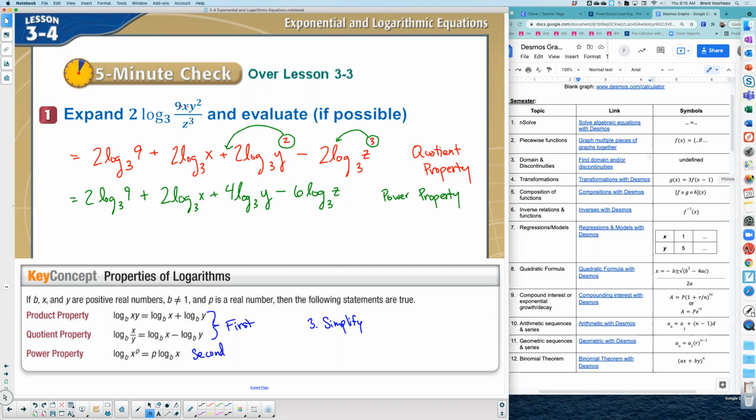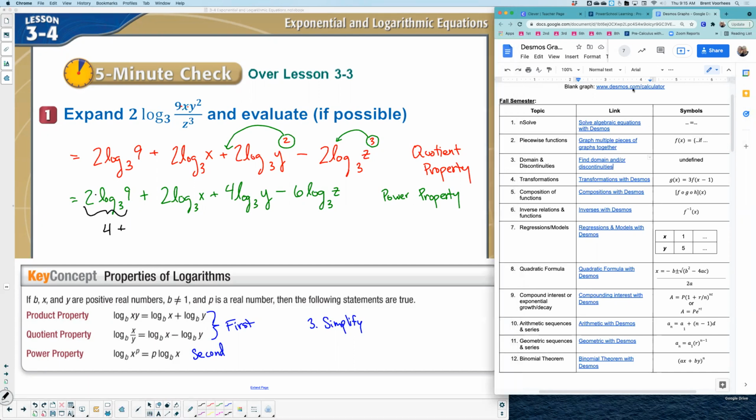2 log base 3 of 9 can simplify. Any logarithm that's just numbers, no variable, you can simplify. You could type this in the calculator, or you could ask yourself, the way you translate a log: 3 to what power equals 9? 3 squared equals 9. So the answer to this logarithm is going to be 2, and then you multiply it by this 2. So what's 2 times 2? 4. Now we'll check that in the calculator just to make sure. Let me do that now. I'm going to just open up a blank calculator.